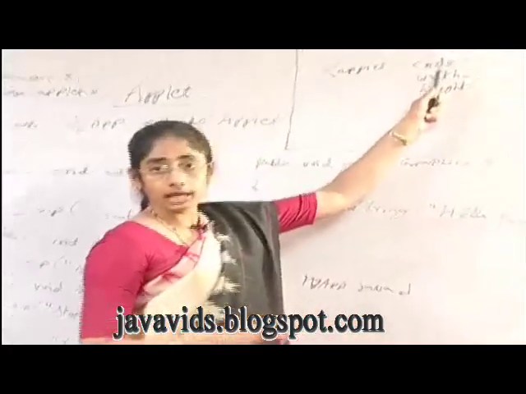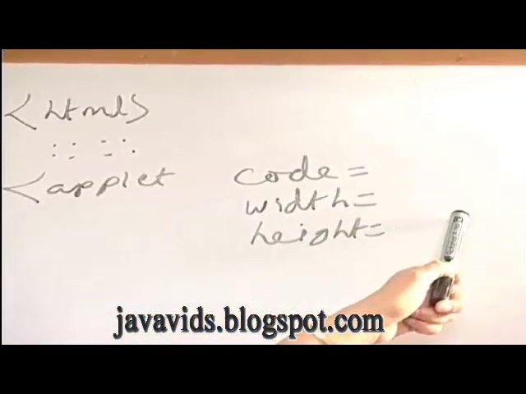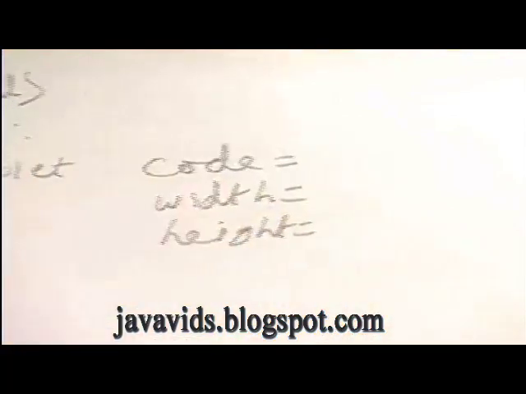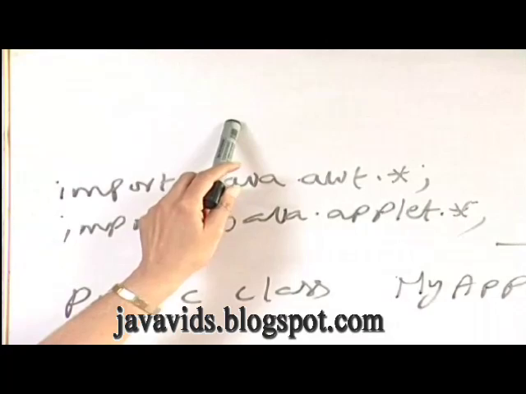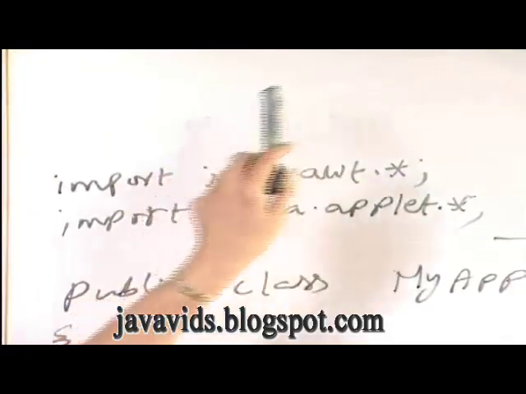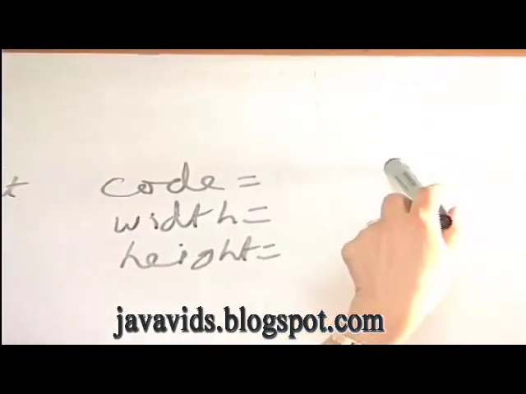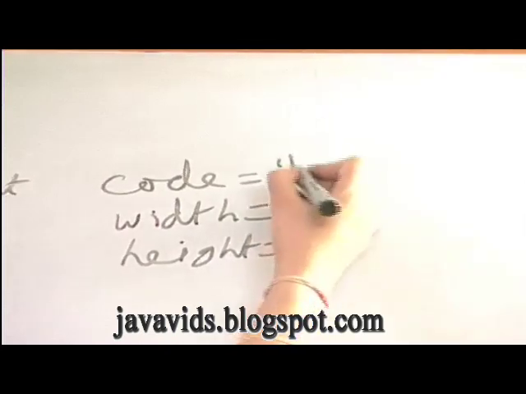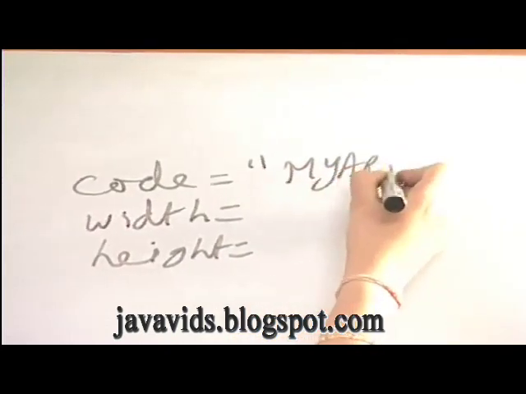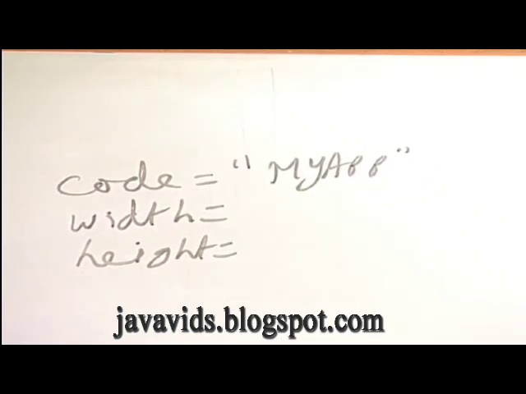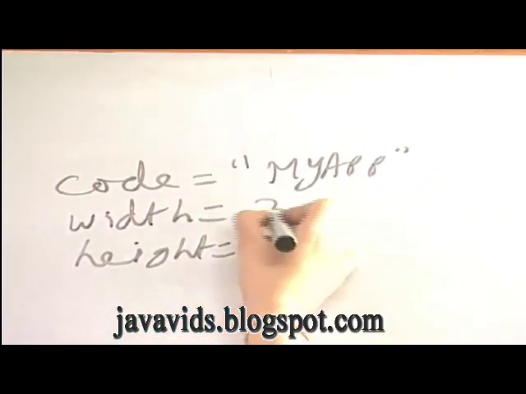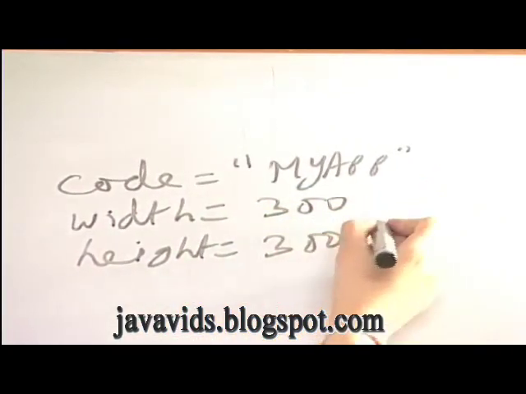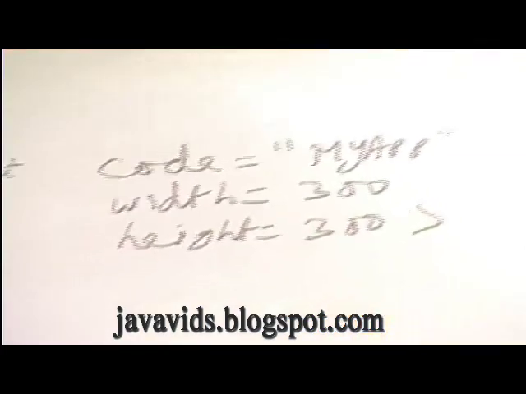Using the code attribute, you specify the name of the applet class. If you want, you can place the applet class into a package by specifying a package statement out here. So if you have a package statement, then you specify the package name dot the class name, otherwise just specify the class name to the code attribute. So here I'm just going to say myapp. Width and height again is in terms of pixels. So let's say 300 by 300 is what I want to specify.